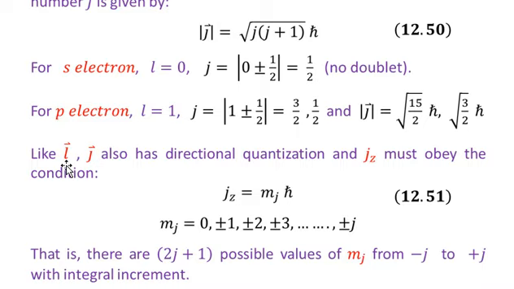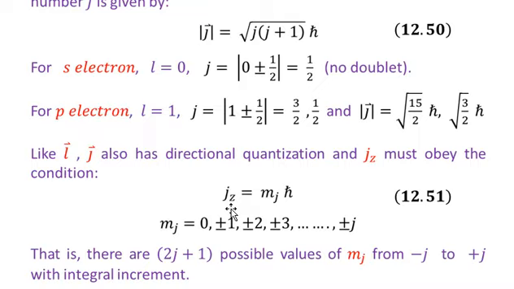Like L, where L is the orbital angular momentum, J is the total angular momentum, and the total angular momentum J also has a directional quantization. That is, its direction is fixed when we apply the magnetic field. And if the magnetic field is uniform, then like the orbital angular momentum L, the total angular momentum vector J will also carry out a precessional motion about the magnetic field. And in that case its Z component, Jz, will obey the following condition. You must be familiar with this condition, because such a condition has been written for the orbital quantities and for the spin quantities. For the orbital quantities this was written as Lz, and for the spin quantity this was written as Sz.